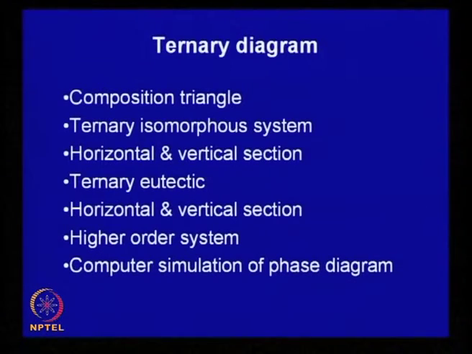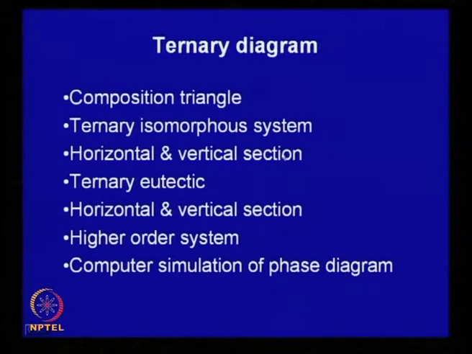Today we will look at phase equilibria in a ternary system, where the number of components is 3. Let us see what we are going to consider. In a 2-dimensional space, the representation of composition was quite simple. We can construct the diagram easily, but when we go to the next higher order, we need to define a method of representing composition. We will talk about the composition triangle, how we represent composition in a ternary system, and we will look at the ternary isomorphous system.